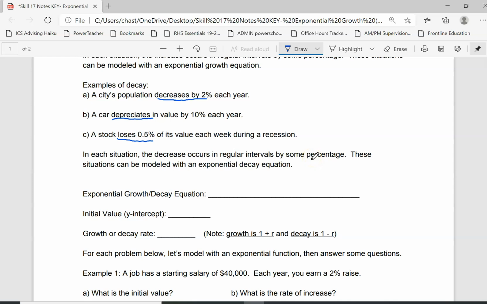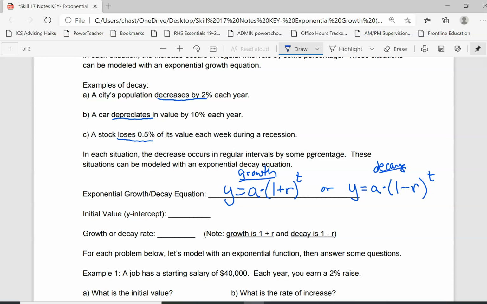So no matter what your exponential is, whether it's growth or decay, you're going to have an equation that looks like this. Y equals A times 1 plus R to the T power. That's if we have growth. If it was decay, instead of the 1 plus r, you would have 1 minus r. Okay, so we use this one for decay.